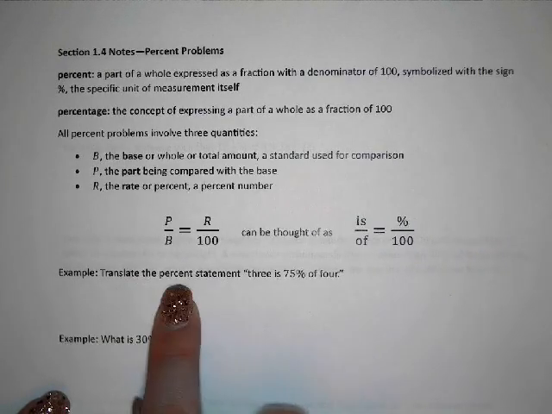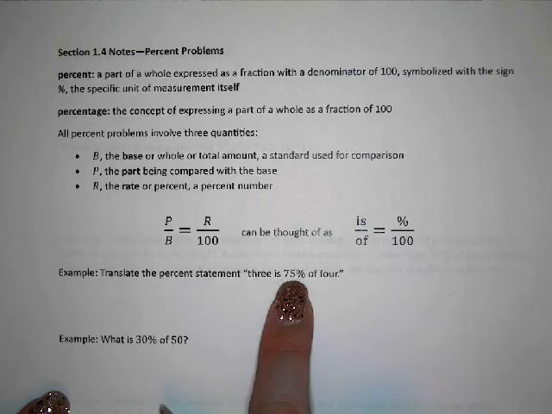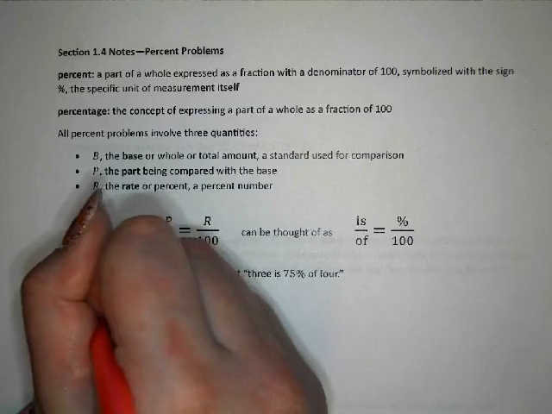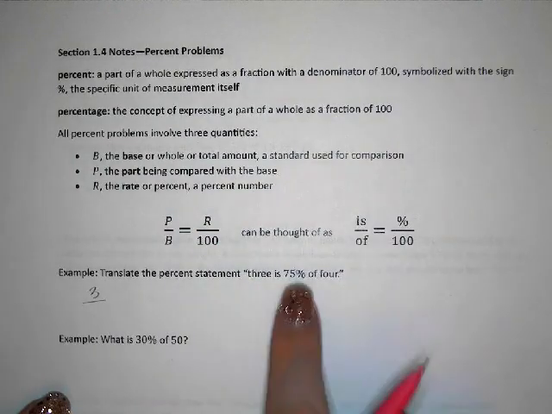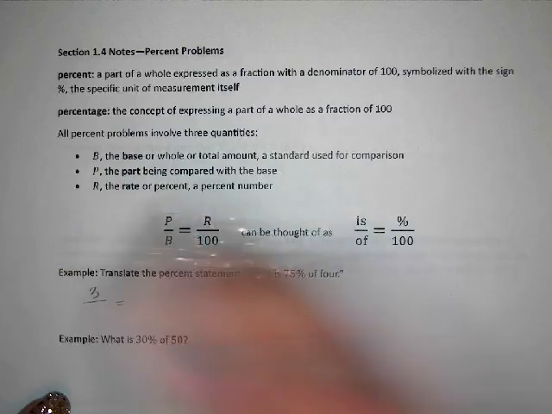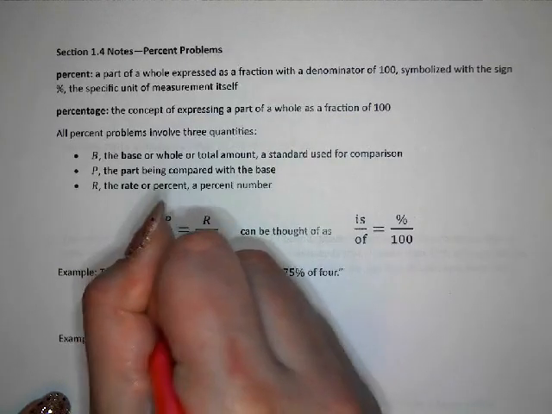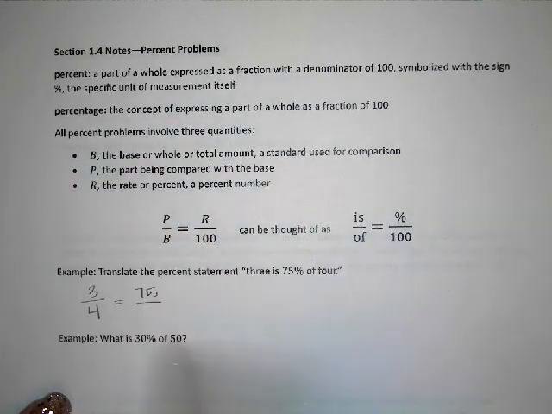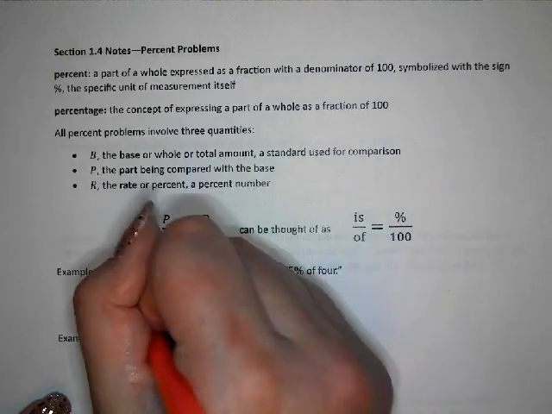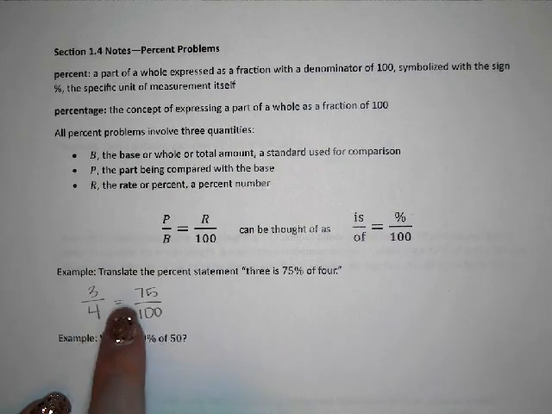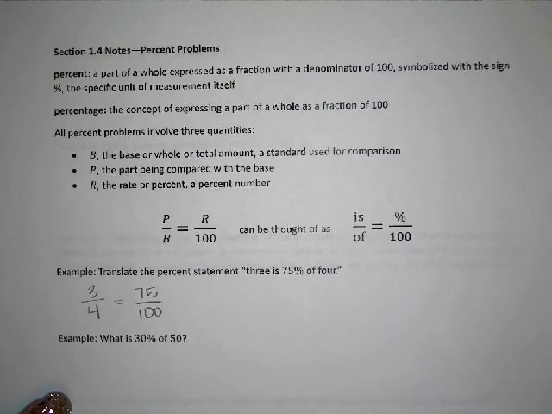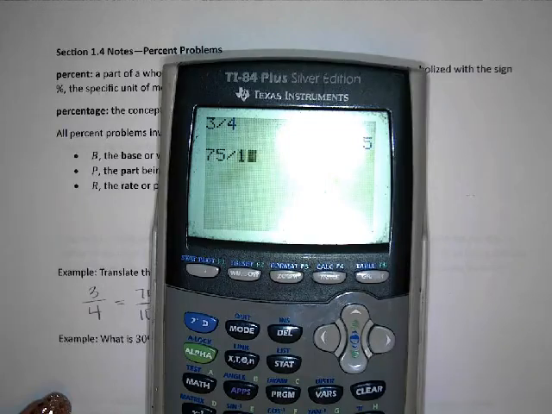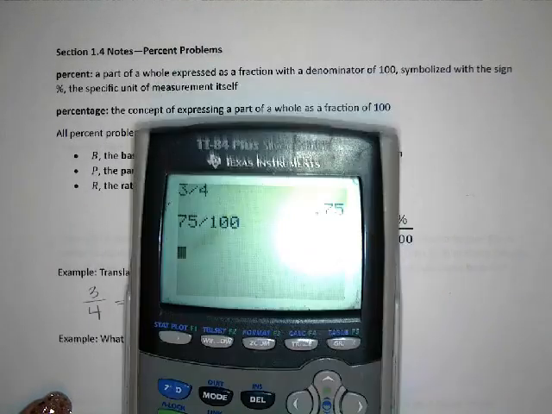All right, so we're going to translate the percent statement: 3 is 75% of 4. It says is, so that's the 3. 3 is, so 3 goes on top. 75%, so the percent goes over here, 75%. Of 4, so the of goes right there, of 4, and then this one is always 100. So 3/4 is the same as 75 over 100, and we can double check that. We can just make sure that these are the same. And they are: 0.75, 0.75.